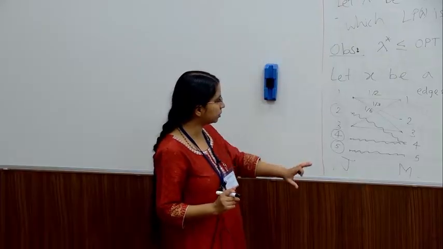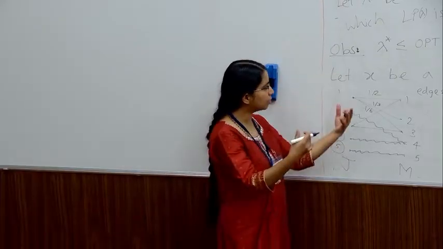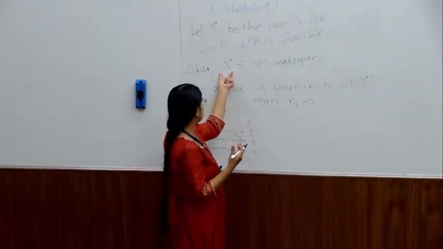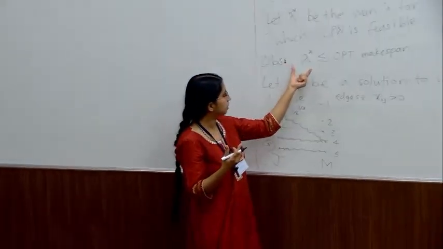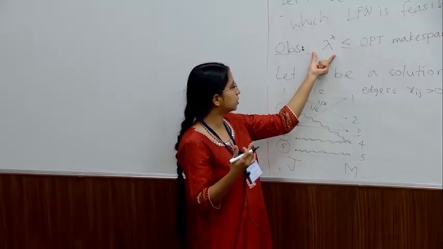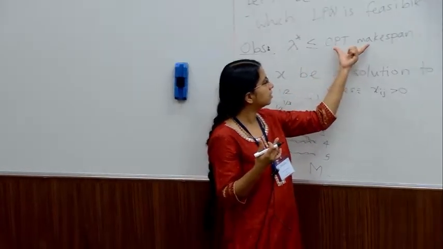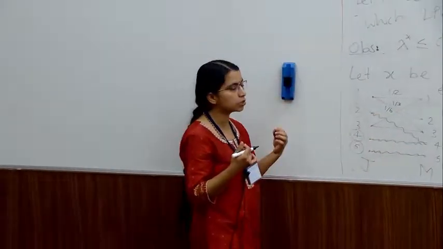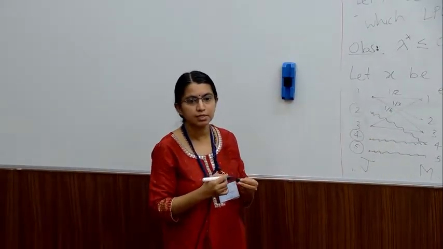Okay, so what are we doing? We have a fractional solution. We somehow want to get an integral solution which is not too bad compared to lambda star, because if we get it to be 2 times lambda star or a constant times lambda star, it will also be that much constant times optimal. That will be good for us because it will give a constant approximation.